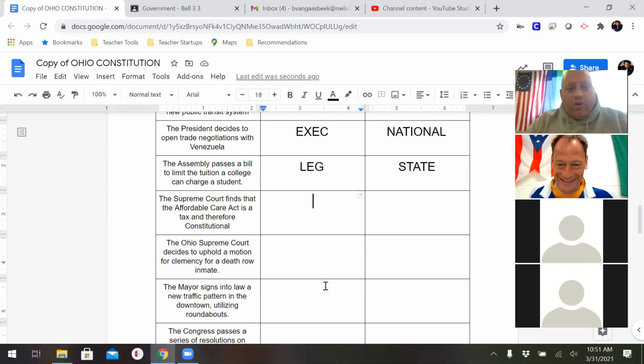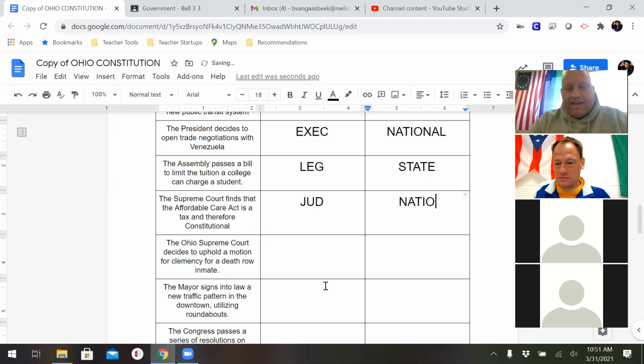All right. The Supreme Court finds the Affordable Care Act is a tax and therefore constitutional. Which branch has the Supreme Court? Judicial. It is judicial. And if it's the Supreme Court, what level? National. It's national.